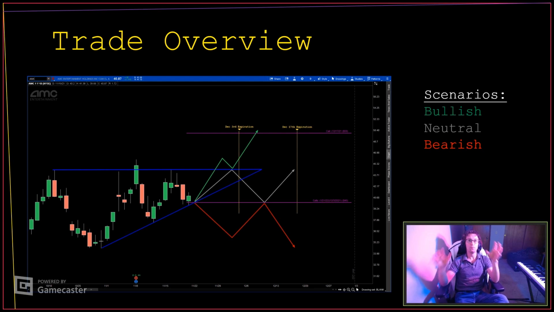Now, the overview. This is the ascending triangle, and I've got three scenarios here colored in green, gray, and red. In purple, I have two price levels. Those are the strike prices for my call options. I have some vertical yellow lines. Those are the expiration dates. And this blue ascending triangle on the left.